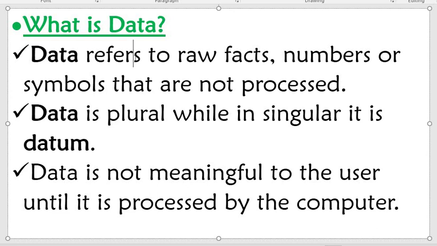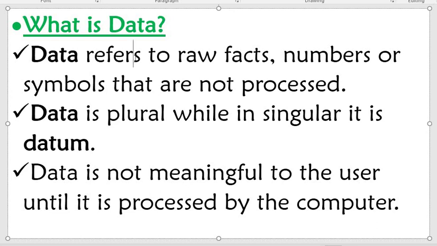So, forms of data we have numbers, letters, symbols, and images. Even images can be entered in the computer, including videos. Those things I am mentioning are types of data which can be entered in the computer. We enter them in the computer so that they can be processed. Data is meaningless. When it is processed, it becomes meaningful.